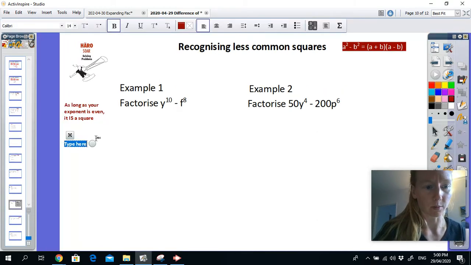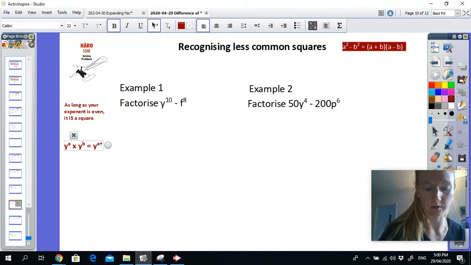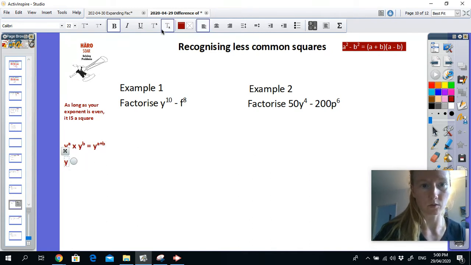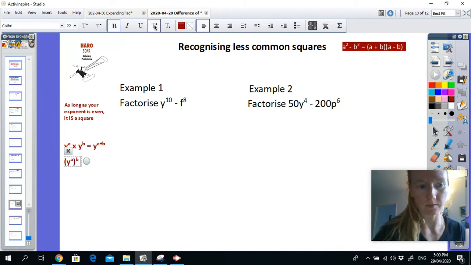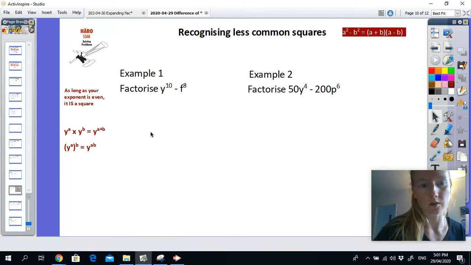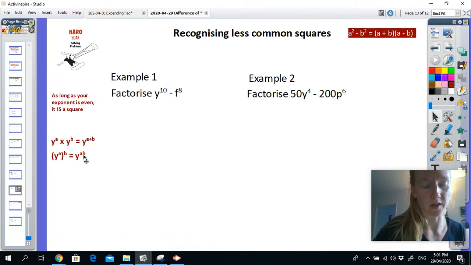So if we just do a quick reminder of rules of exponents, y to the power of a times y to the power of b equals y to the power of a plus b. And another one: y to the power of a, all raised to the power of b, is equal to y to the power of ab. So a quick reminder of two of the exponent rules there.